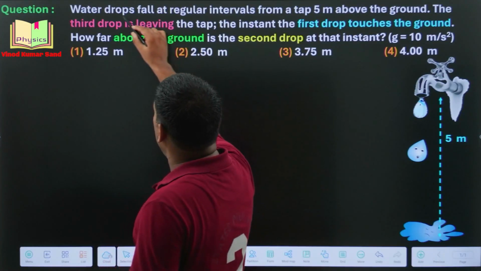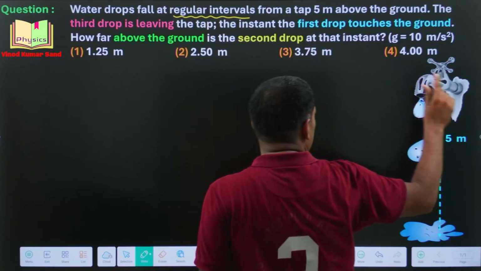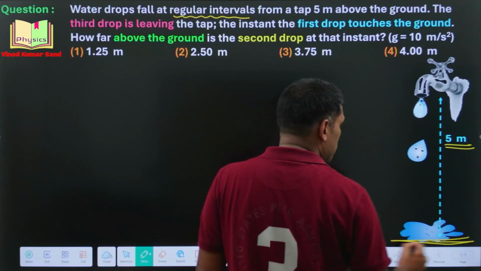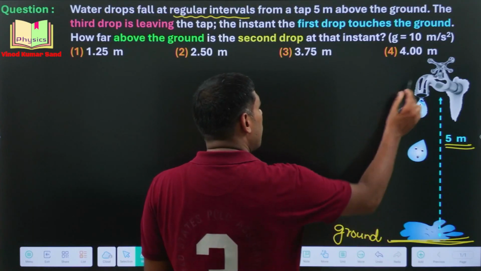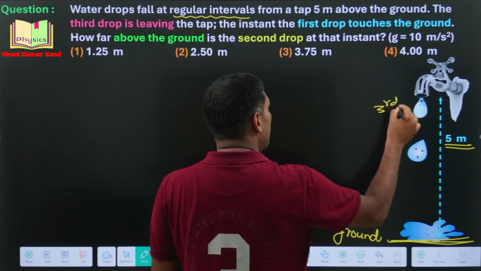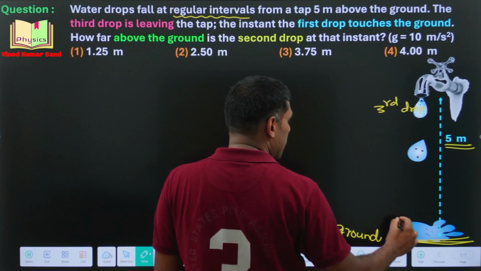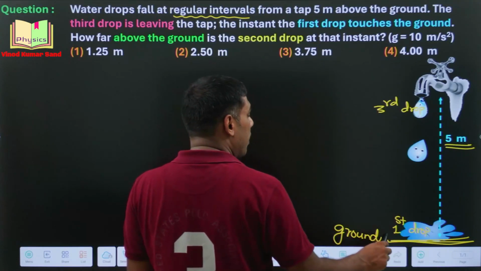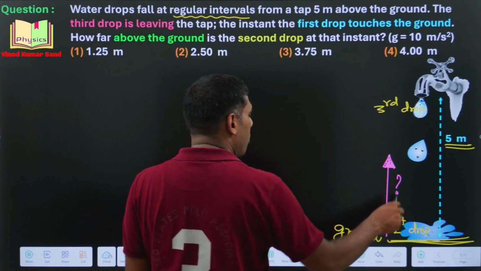The question says the drops are falling at regular intervals of time and the tap is at a height of 5 meters above the ground. This is the ground. The moment the third drop is leaving the tap, the first drop is at the ground. It's mentioned in the question. Then we have to tell what is the height of the second drop at this moment.